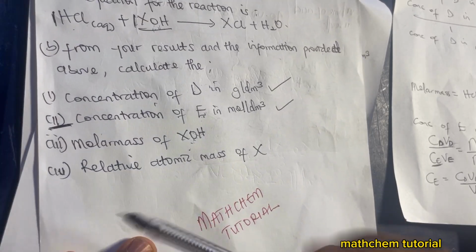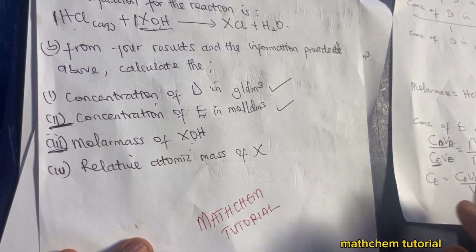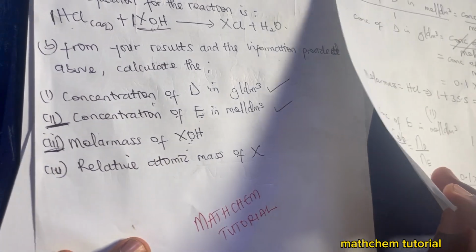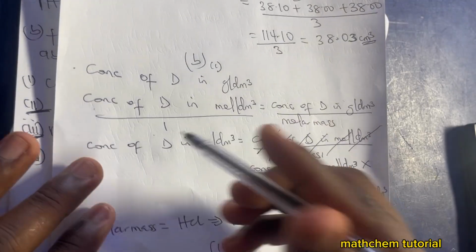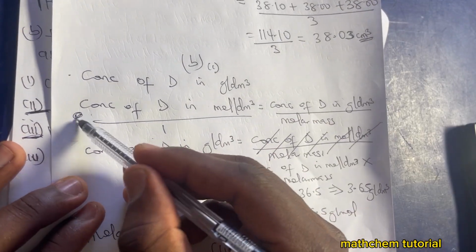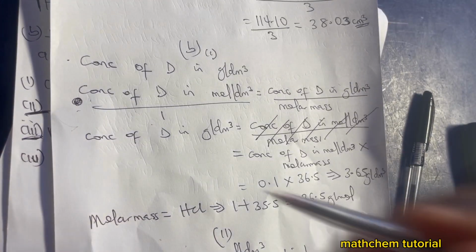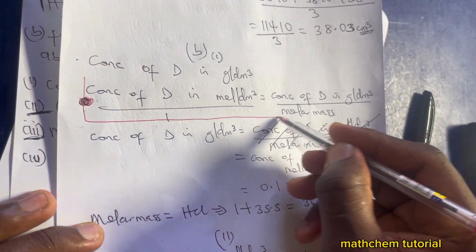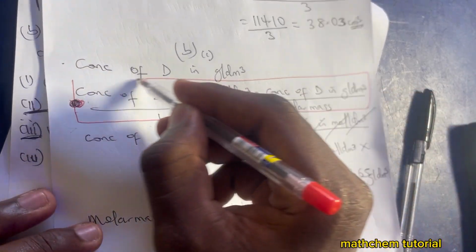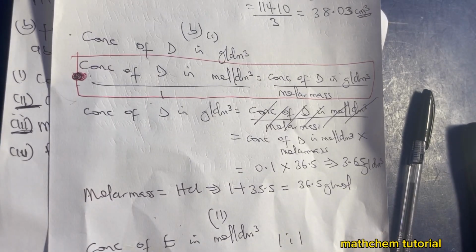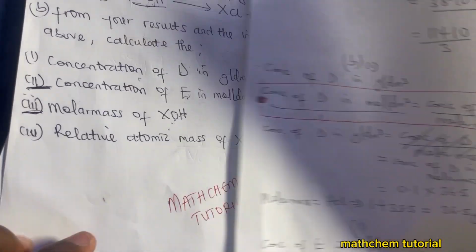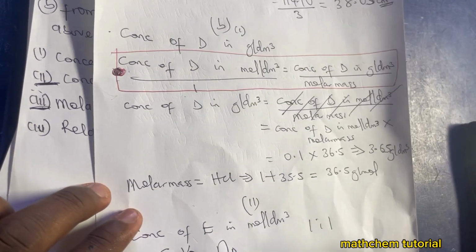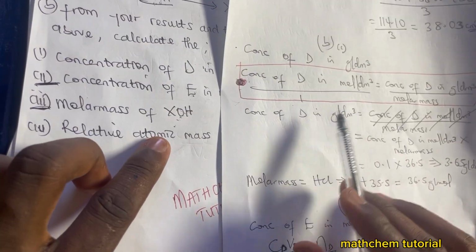So now, how are we going to calculate this one? The formula we are going to use is this formula. This particular formula here. Let me use my red pen to indicate it. It is this formula we are going to use. You get it now? So we are using this formula to calculate the molar mass of XOH. So, molar mass of XOH.